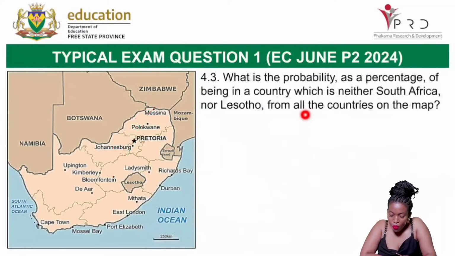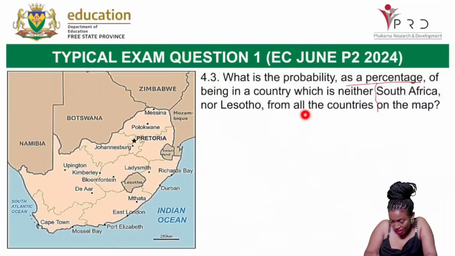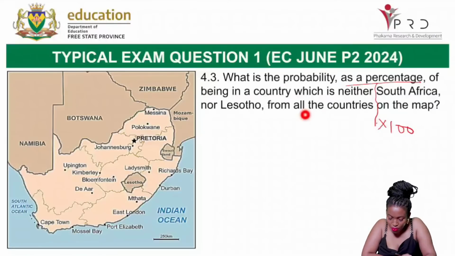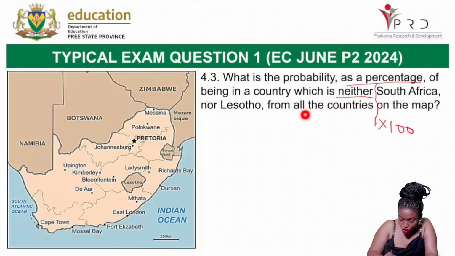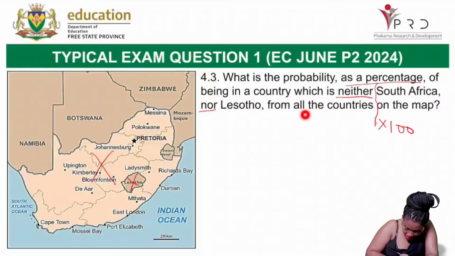4.3, what is the probability as a percentage? The moment you see the word percentage, then you know that you are going to have to multiply by 100. So what is the probability as a percentage of being in a country which is neither, meaning not South Africa, nor Lesotho. Nor also means not. So that country is not South Africa, is also not Lesotho. So we cancel Lesotho, we cancel South Africa.